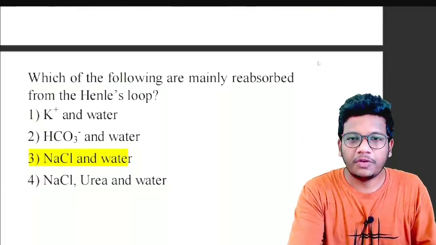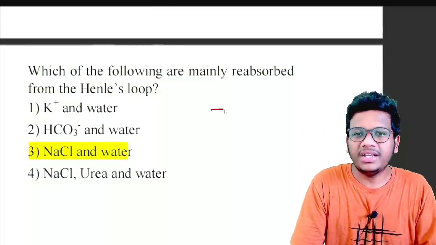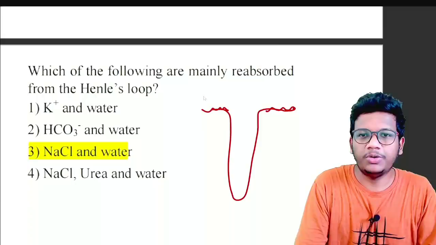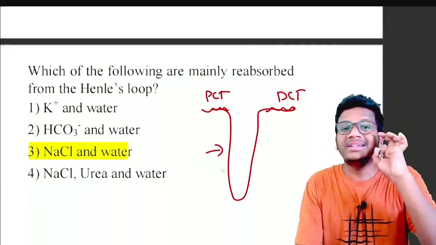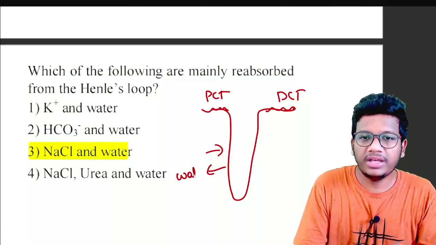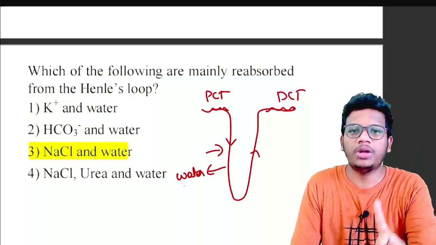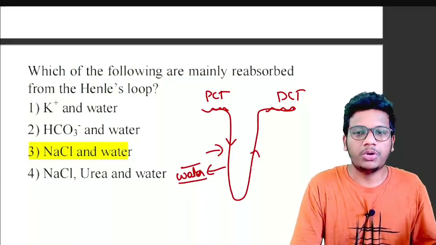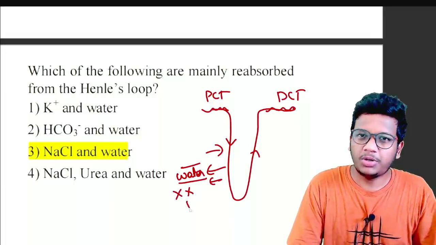Which of the following are mainly reabsorbed from the loop of Henle? Guys, it is very, very important. I will teach you quick and fast as well. This is my Henle's loop, this is my PCT, and this is my DCT. The descending limb of Henle's loop is permeable to water. This is my descending limb, and this is my ascending limb. Just remember one thing: the descending limb is permeable to water. Remember DW. Then the opposite: it is impermeable to NaCl.